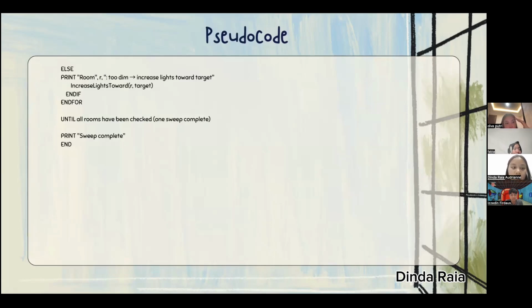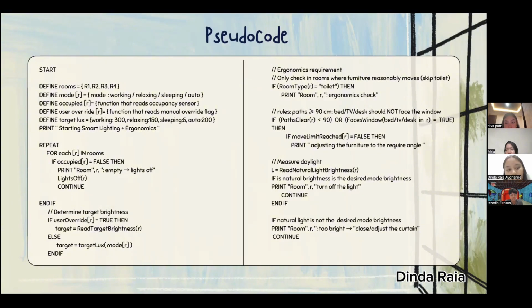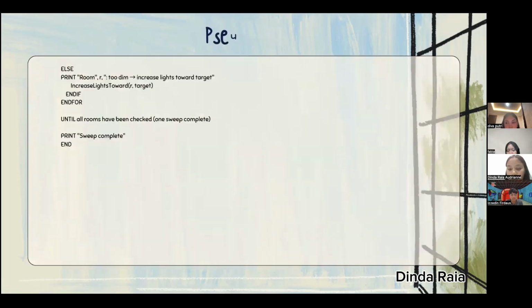So if the sunlight, or L, is too bright, the system tells the curtains to close. This solves the glare problem and keeps the electric lights off. And if the light's too dim, the system calculates exactly how much light is missing from the target. It only tells the electric lights to turn on by that minimal amount, maximizing the use of free sunlight.